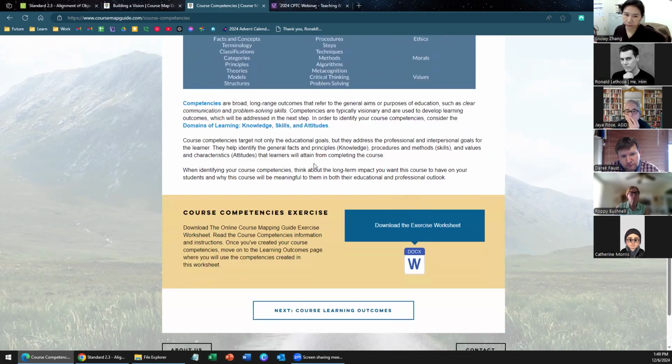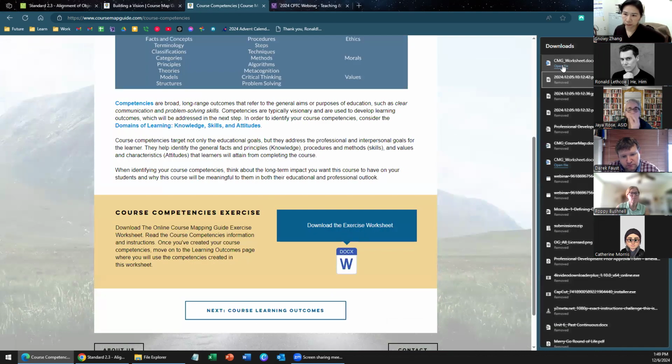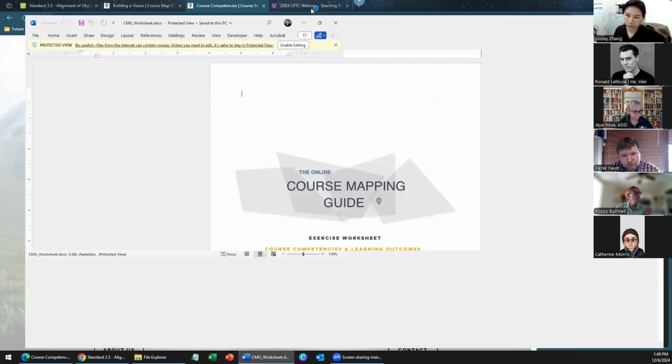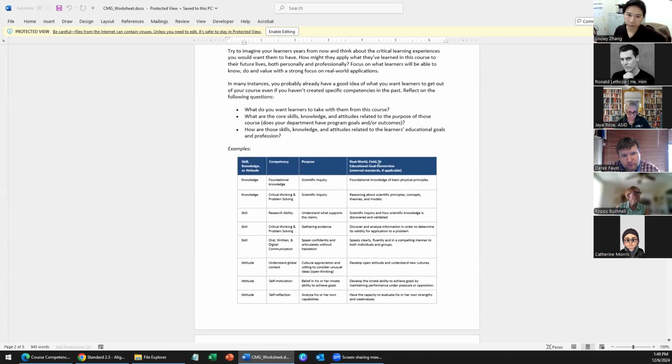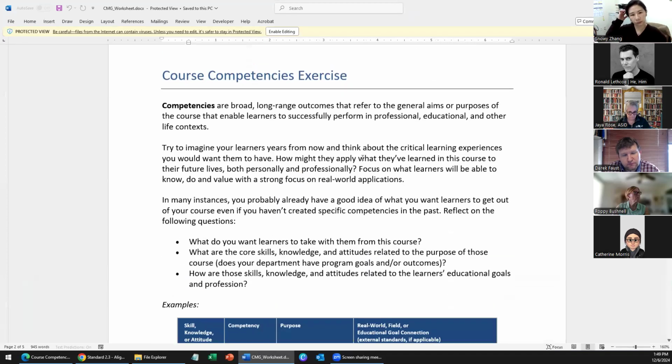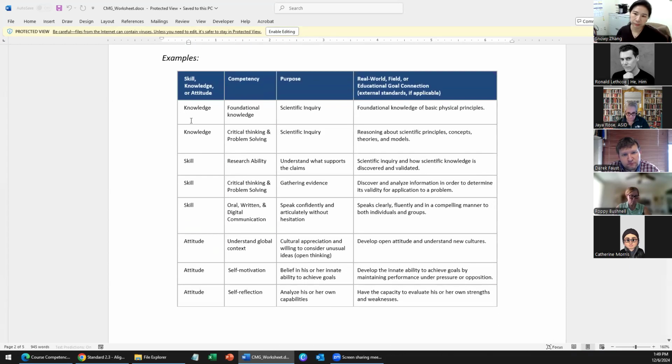And this website's nice because it has some worksheets to work through. So if we're talking about tools, like we talked about at the beginning, these kind of give you more information on what competencies are and how they break down.